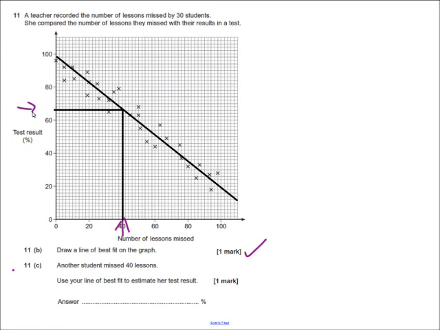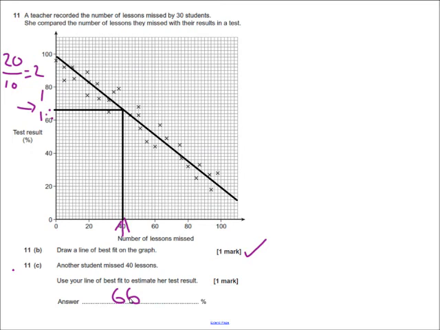So before we read the value, it's about scales. So we have a gap of 20 between our two major markers, and we know that we have 10 divisions between those two markers. So each smaller mark is worth 2. So here we're at 60, 62, 64, 66. So I believe the student who's missed 40 lessons will get a percentage of around 66%.